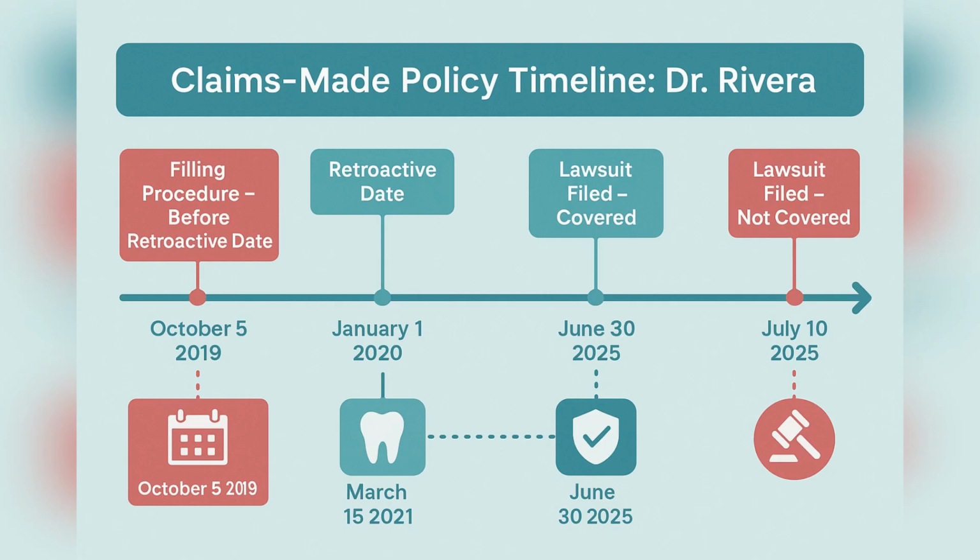Now let's compare that to another situation. Imagine another patient who had a filling done on October 5th of 2019, before the retroactive date was set. Fast forward several years, and on July 10th of 2025, that patient also decides to sue. Even though this lawsuit was reported during the active policy period, the treatment itself happened before the retroactive date. So Dr. Rivera's policy wouldn't provide coverage in this situation. Now that we've explored how the retroactive date works, let's move on to our next important term, tail coverage.